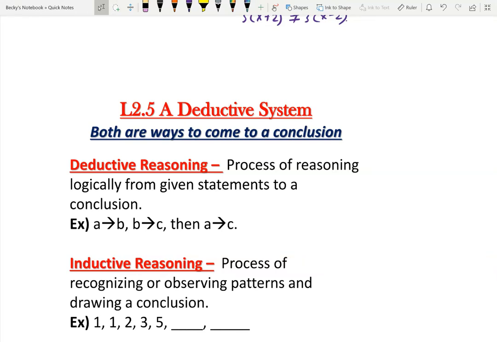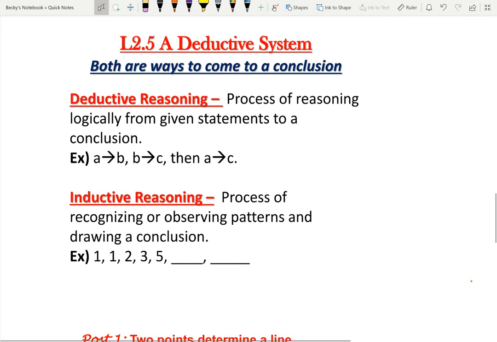Hi guys, today we're going to go over lesson 2.5, deductive systems. And this is a really short lesson. And as you're probably finding, this textbook is very different from algebra textbooks. It takes just a few ideas and it makes you apply them.